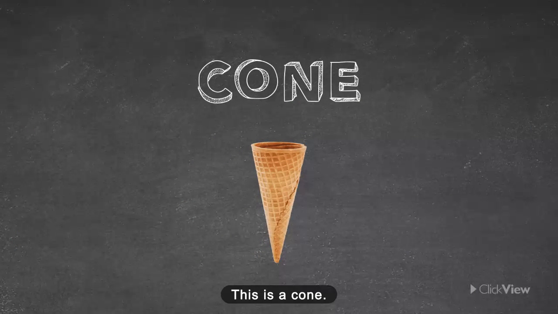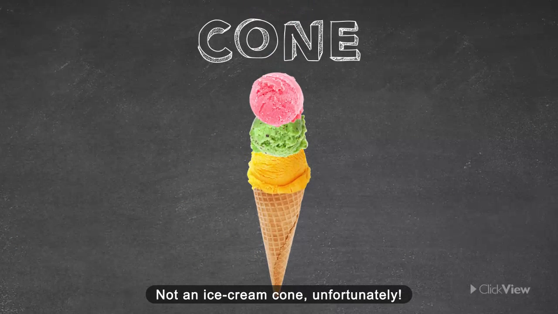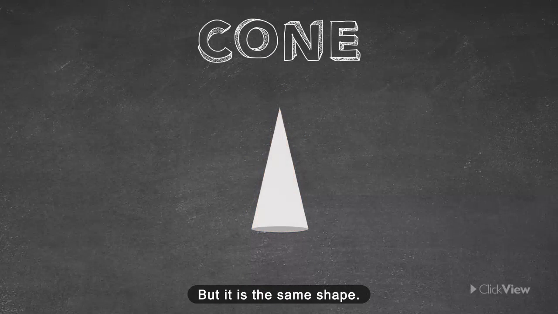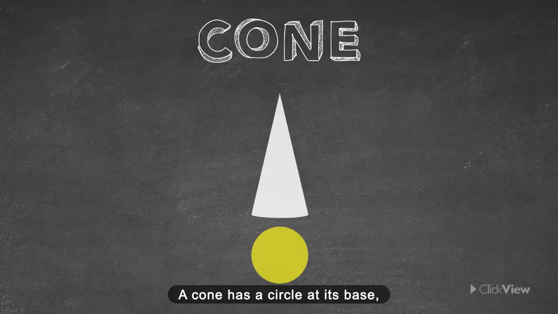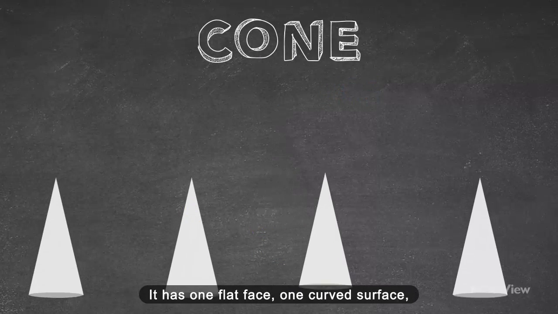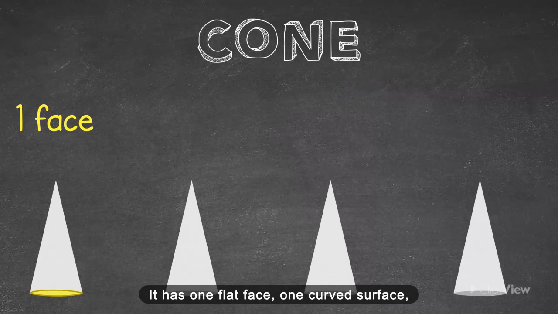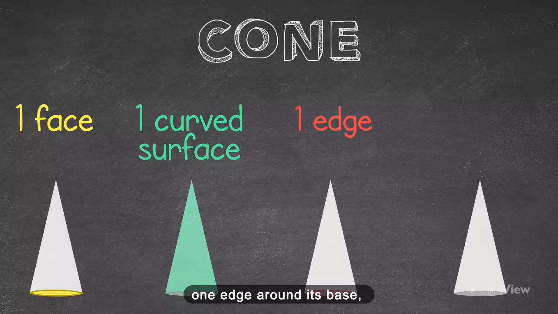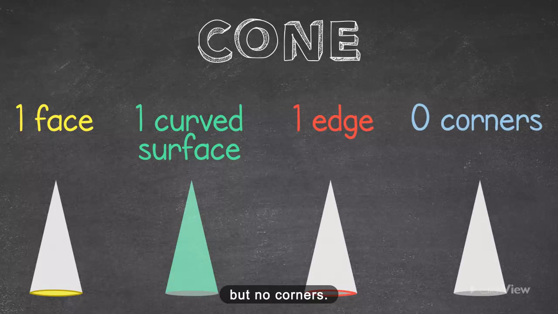This is a cone. Not an ice cream cone, unfortunately, but it is the same shape. A cone has a circle at its base and a point at the other end. It has 1 flat face, 1 curved surface, 1 edge around its base, but no corners.